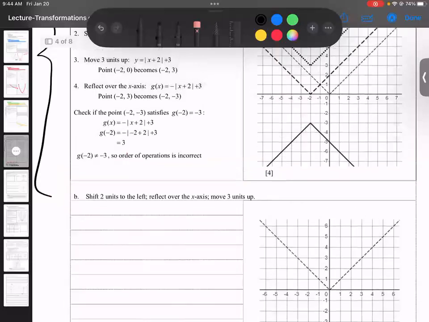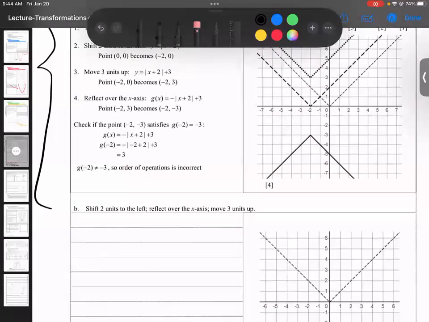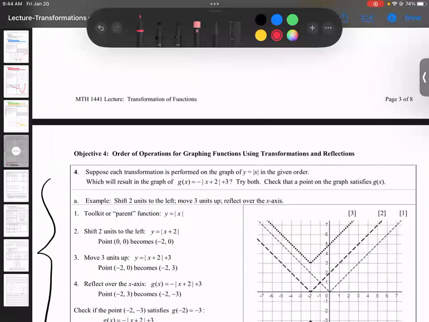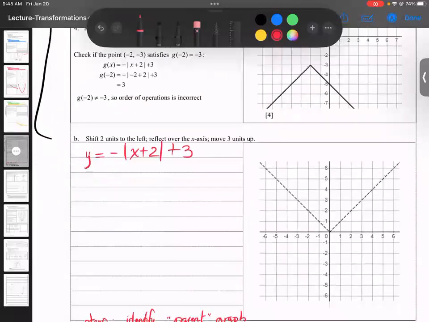Let's graph this one. Let me write it down here for you. I'll copy it down. y equals negative absolute value of x minus 2. I'm sorry, x plus 2, close absolute value, plus 3. So the first step, what do I do? First step, shift to the right, right? Horizontal, that's the first step.